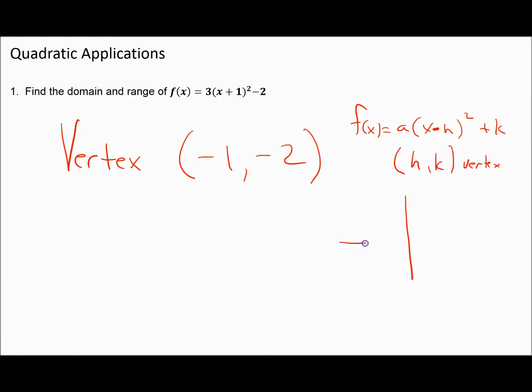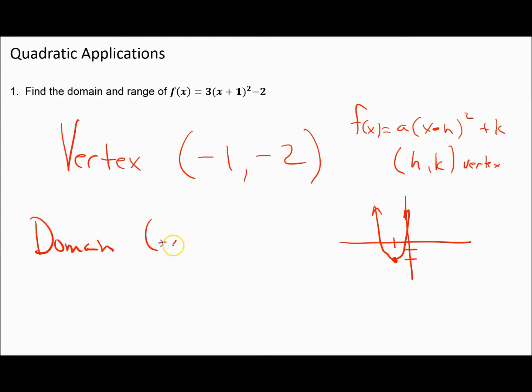So if I were to graph it, and this did not ask us to graph it, but I just want to show you this, I would go to -1, -2, there's my vertex, and I know that my parabola opens upward. Now that's just a rough sketch of my graph. I'm not trying to make it pretty, but that's what it looks like. But now, if I know that, then I can easily say my domain is all real numbers.